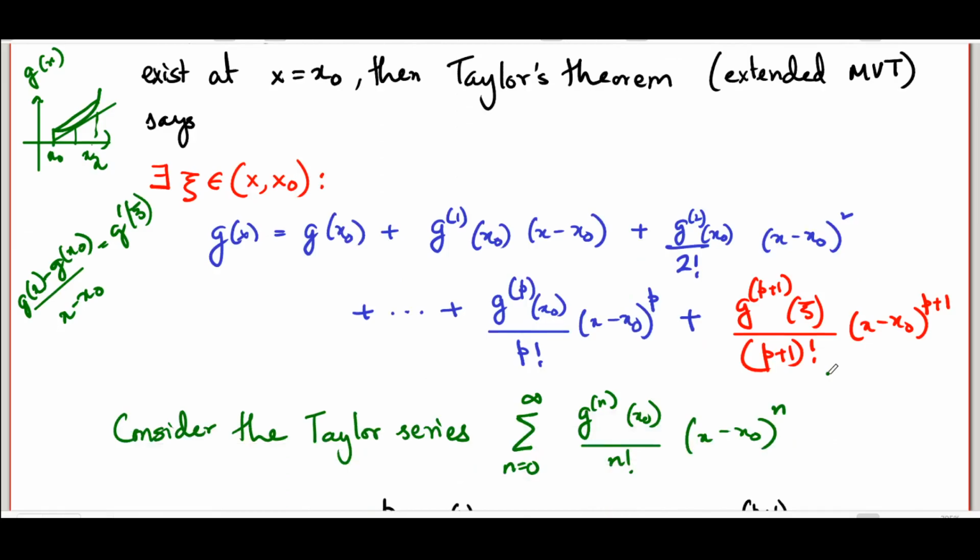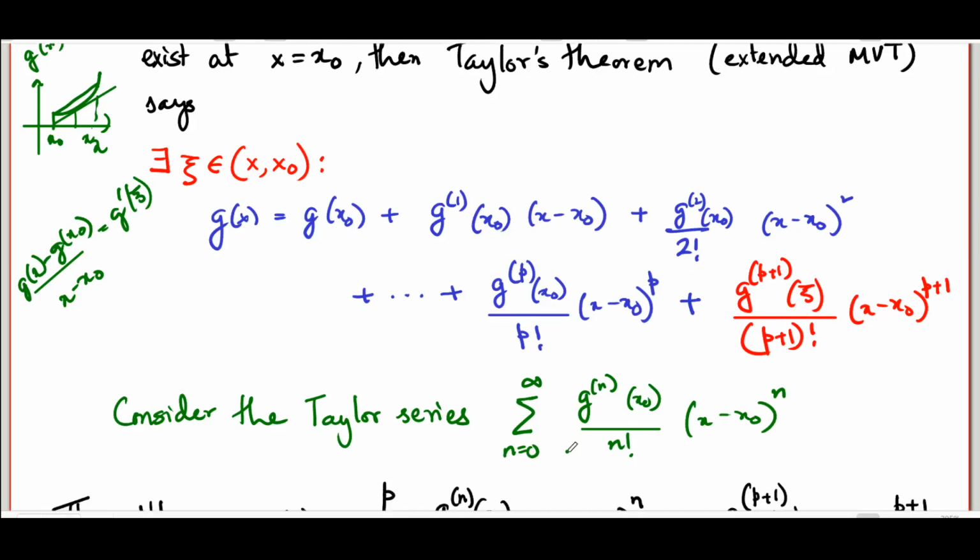So if you now have a situation where all the derivatives of g(x) exist at x equal to x0, then we can consider the infinite Taylor series, the sum of g^(n)(x0)/n! times (x − x0)^n, summed from n equals 0 all the way up to infinity. This, of course, is our familiar Taylor series.